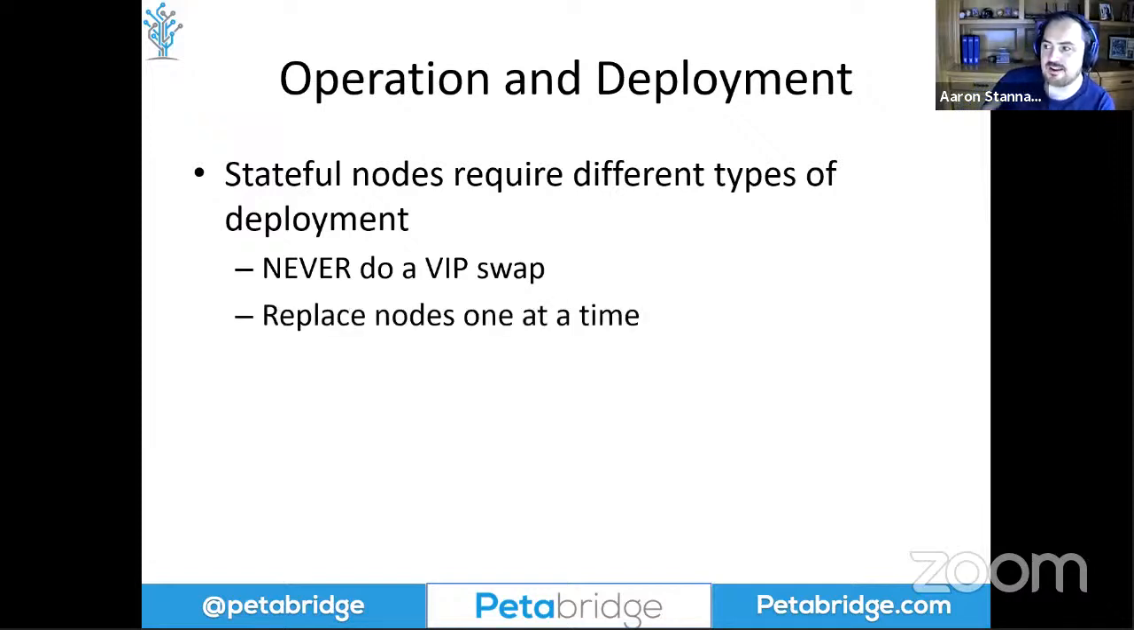What you want to do instead is replace nodes one at a time. We tend to do here at Petabridge what I call a canary deployment, where we pull out one node and replace it. We automate this through Azure DevOps and Pulumi, but if that node doesn't successfully start up, the rest of the deployment just gets halted until a human can go in and take a look at it. That's worked pretty well for us over the past year or so.